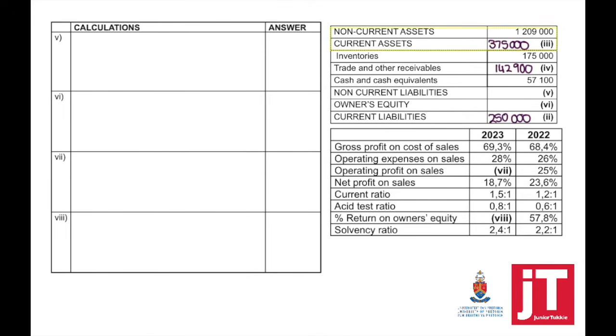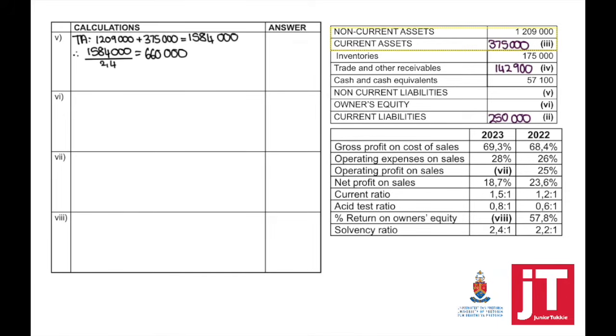Can I calculate the non-current assets? Yes. Oh, sorry, not the non-current. Can I calculate my total assets? Yes. That means total assets, which includes non-current plus current, divided by your total liabilities equals 2,4. That is given to you. So we can take the total assets divided by 2,4, then we find our non-current liabilities plus current.